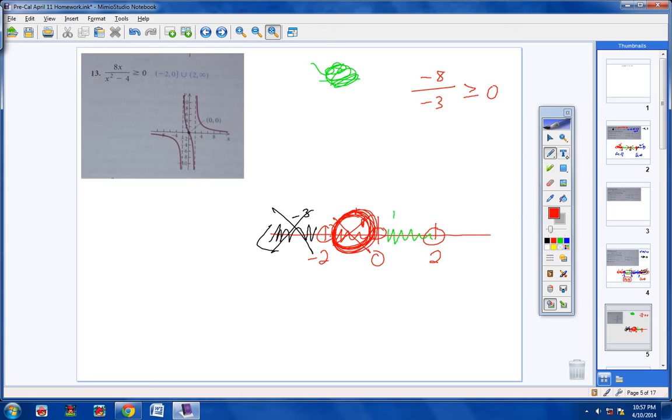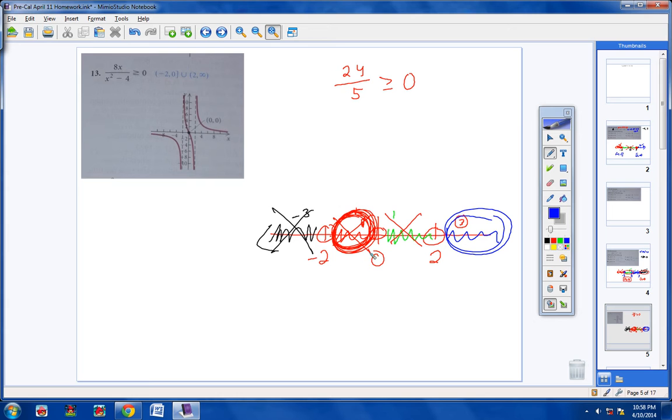Okay, now if we test 1 right here in this section, 1 will not work. And if we test 3 in this region here, 3 should work. 8 times 3 is 24, and 3 squared is 9 minus 4 is 5. 24 over 5 is definitely greater than 0. So this segment right here also works.